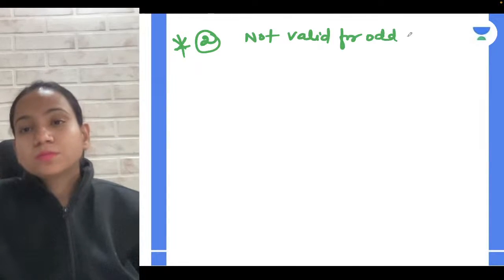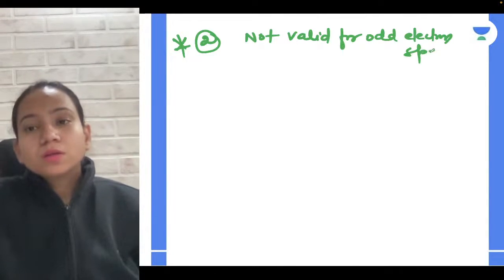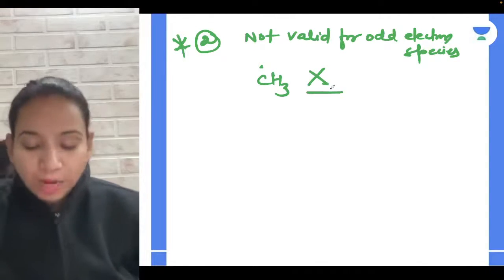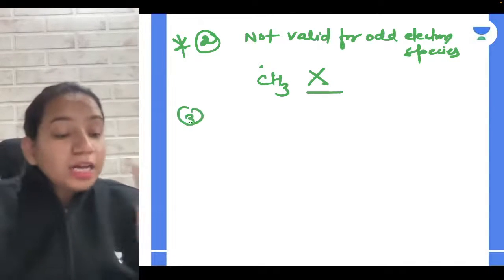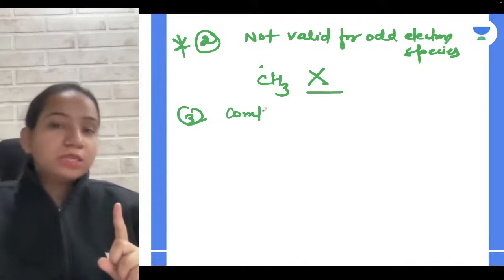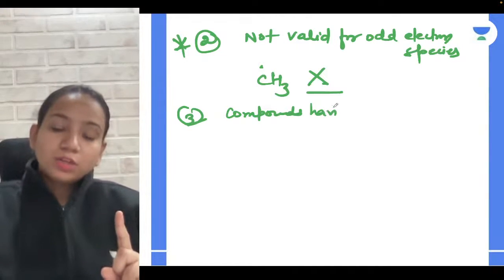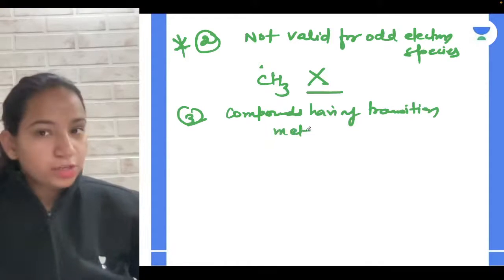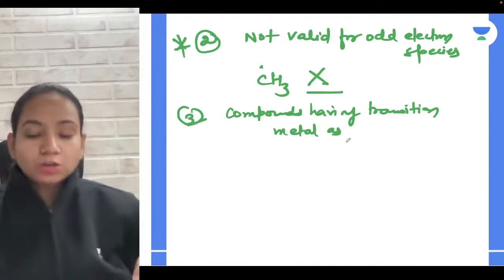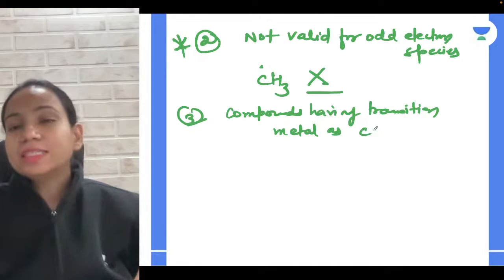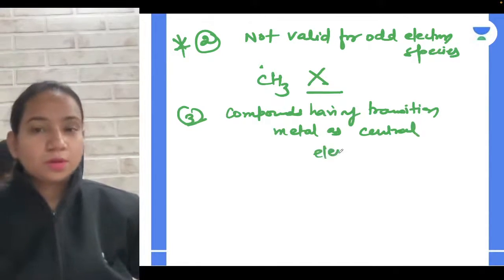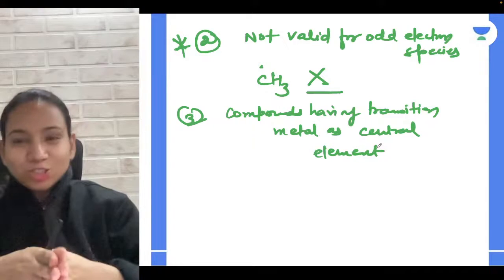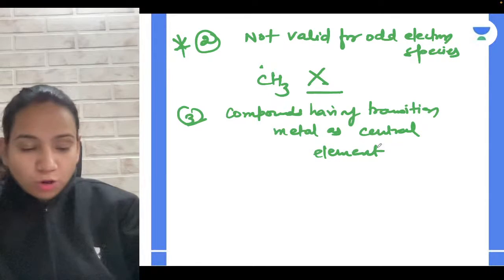Odd electron species means when you are left with a single electron on an atom. So for CH3, you can't calculate by the formula. Okay, very good. Another one: compounds having a transition metal as the central element. For that also, it is not going to be applicable. So the third limitation is that compounds having a transition metal as the central element, for them also it is not going to be valid.